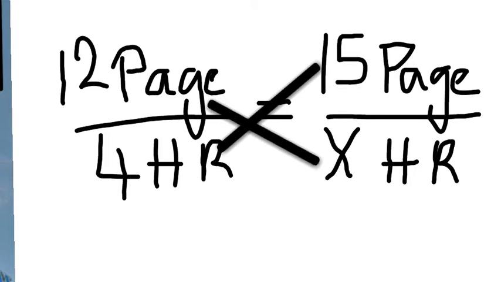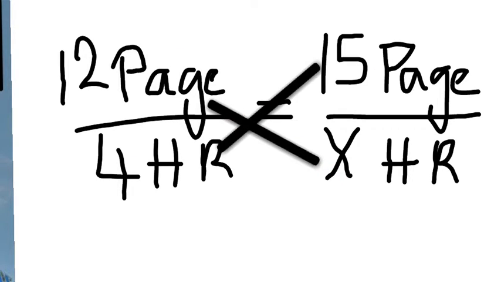Okay, now notice how important this is. I made sure that the 12 pages and the 15 pages are on the top, just by using the labels or the vocabulary they gave me. And then the hour and the hour are here. So when I cross multiply, the hour meets the page, and the page meets the hour. Because if you have page here and page here and you multiply them, you're going to have a problem. Okay, so let's do the math now.